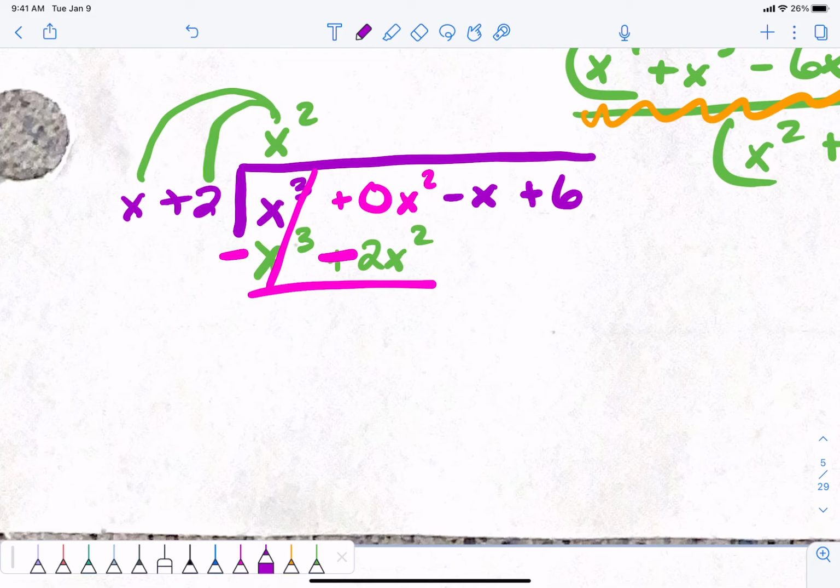Like B was 0, C was 0, something like that, right? You have to put a 0 in there. Otherwise, your things don't line up, right? I had an x and an x squared here. I have to have these two of the same.